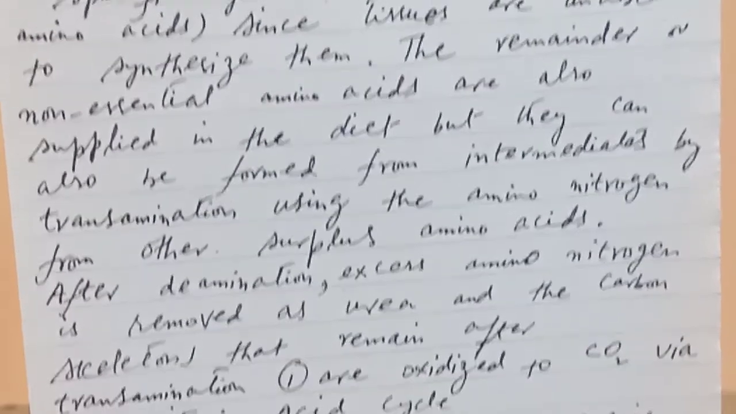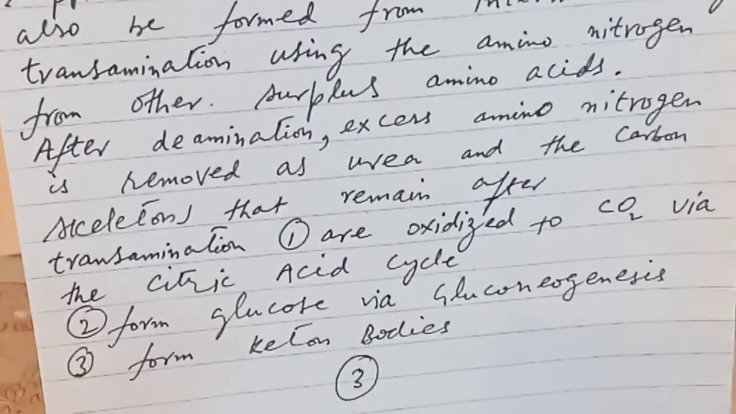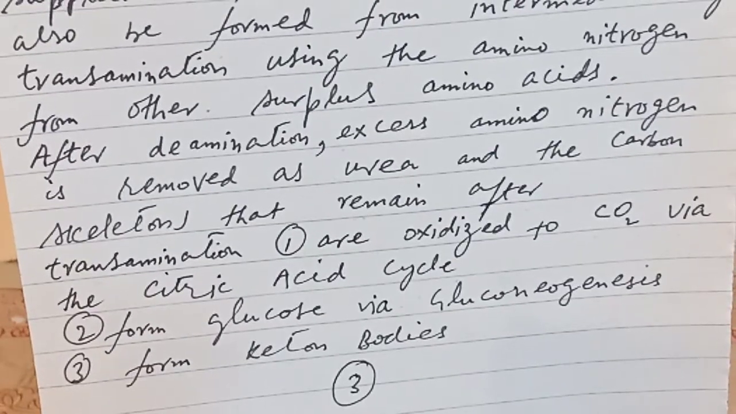So the transamination will also yield another important point. I would like to explain that the carbon skeleton remaining after transamination is also oxidized to carbon dioxide by the citric acid cycle.